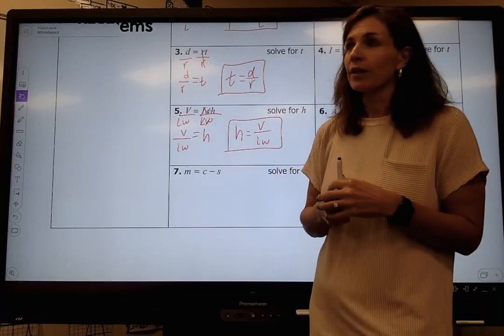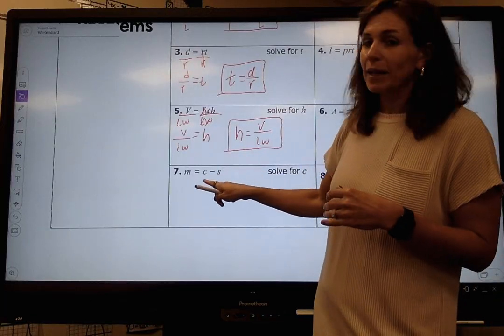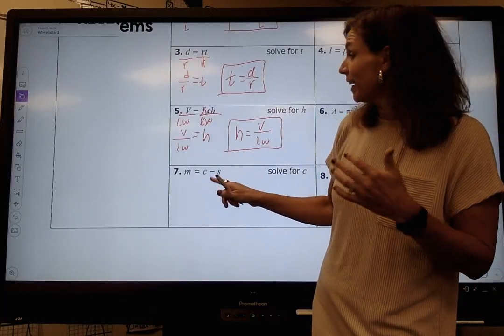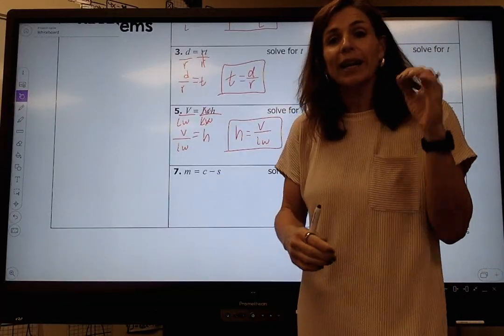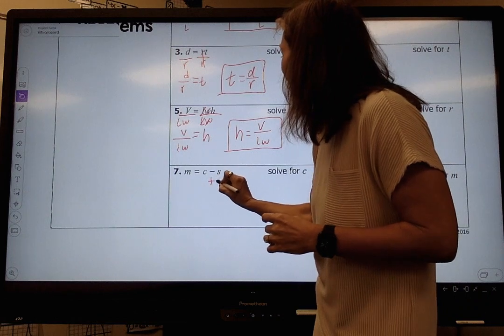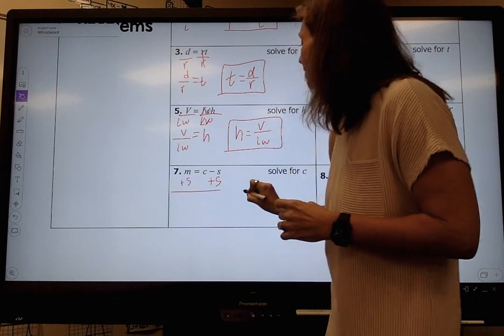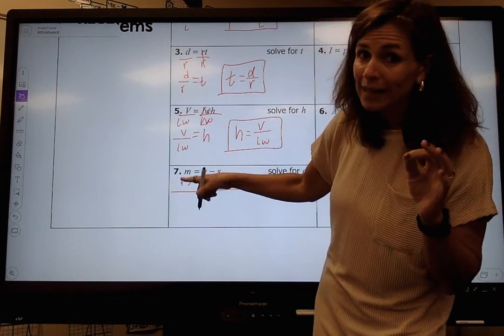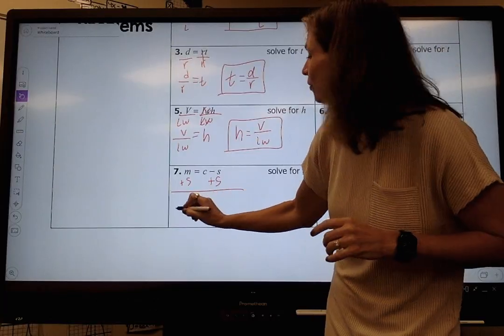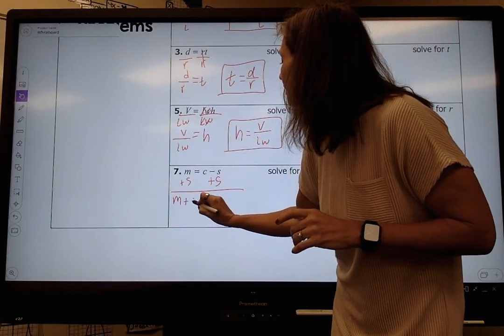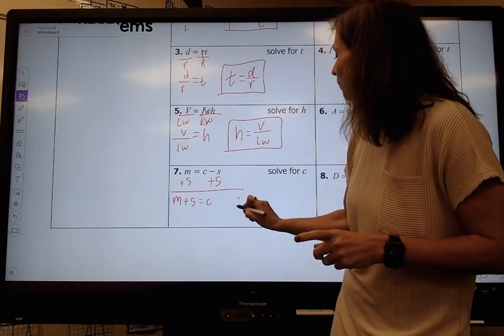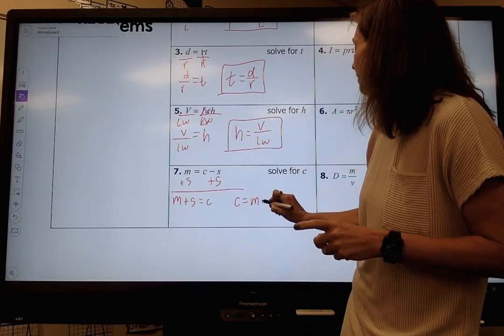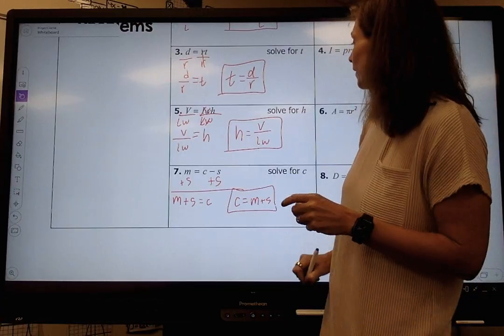Look here at number 7. If I want to get C by itself, I have to clear out this S. It's separated by a subtraction sign, so that's additive inverse because I have to clear it out. I have to zero it out. So I'm going to add S to both sides. Can I combine M and S together? I can't. They're unlike terms. So I'm going to do M plus S equals C, but symmetric property says C equals M plus S. Okay, that's my final answer.